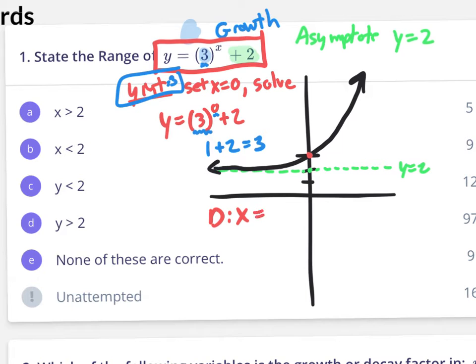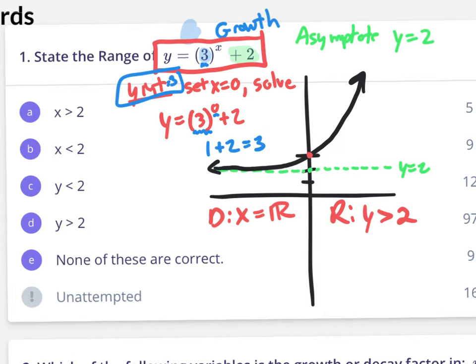So the domain is x equals all real numbers, and the range are your y values. And we could clearly see that this graph is above that asymptote value of y equals 2. Even though we draw it like it touches, we know it never actually touches, it just infinitely approaches. So that's going to be y is greater than that k value of 2. That's all there is to state.